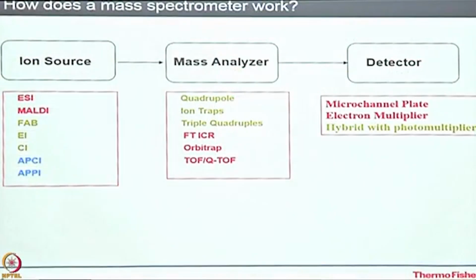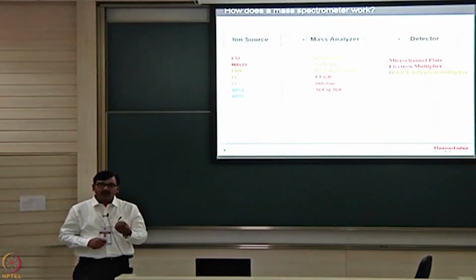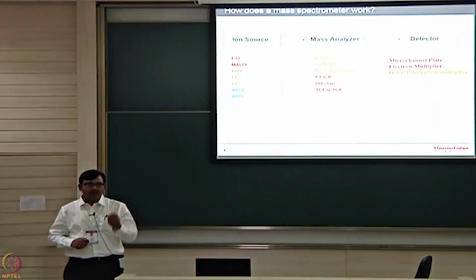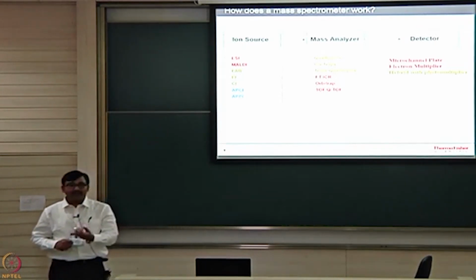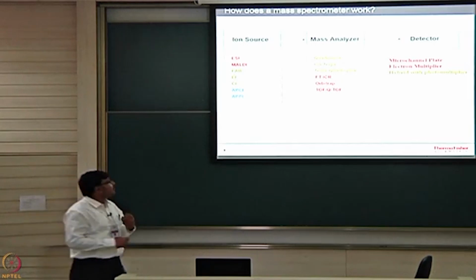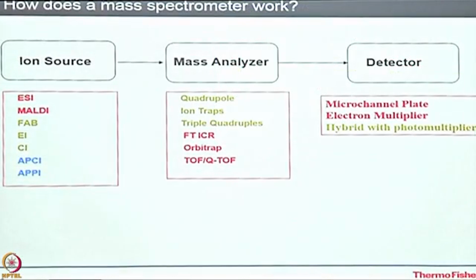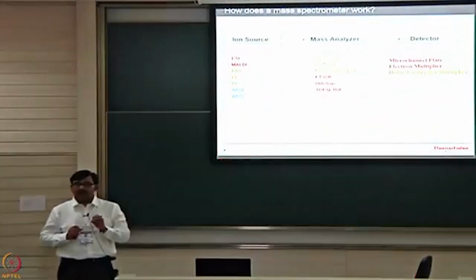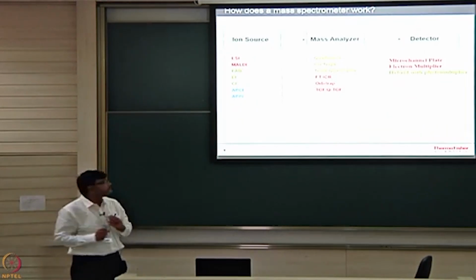The other modes of ionization, FAB, electron ionization, and chemical ionization, are very hard ionization, where your biomolecule will fragment in the source. So you will not get the exact mass of the molecule, and they are applicable only to small molecules like chemical compounds. And APCI and APPI, atmospheric pressure chemical and photo ionization, are exclusively for non-polar molecules.